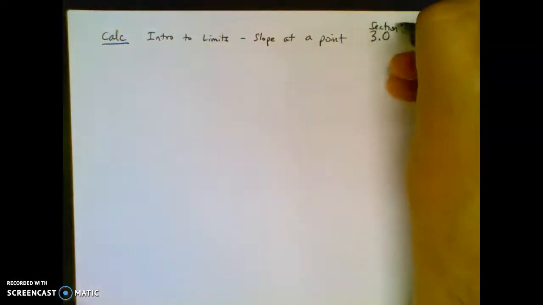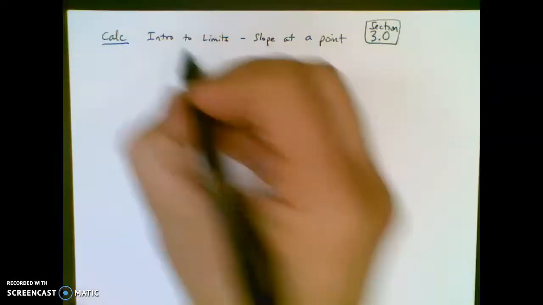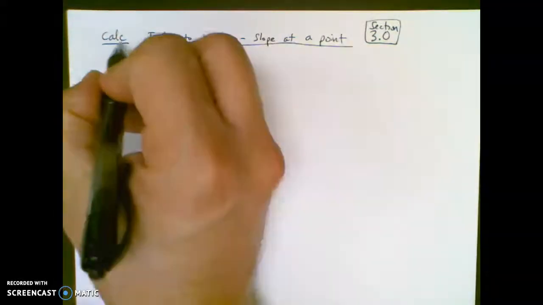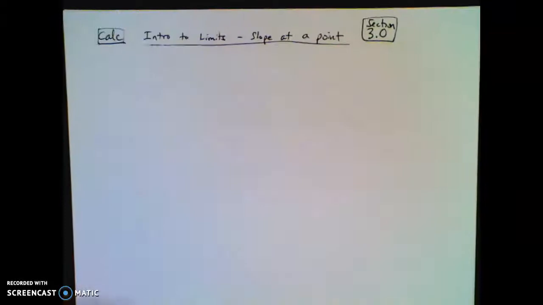Hey folks, we're going to do section 3.0, which is called Introduction to Limits, Slope at a Point. So take some notes, use your paper here. This stuff you have to have your brain working for, so I hope you brought it today.